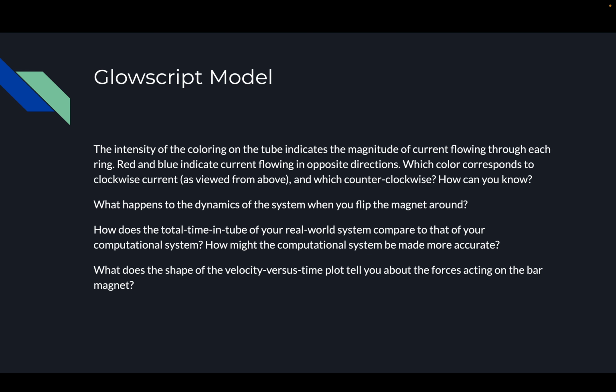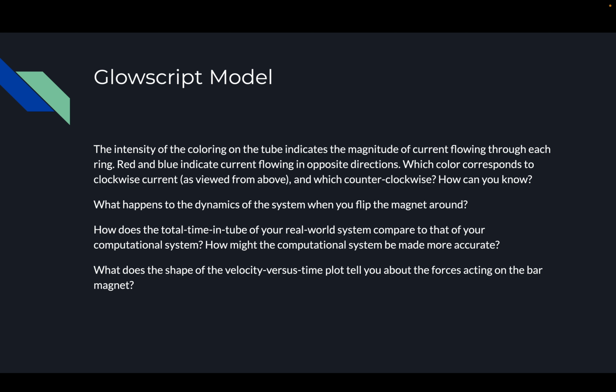For the questions related to the GlowScript model, the intensity of the coloring on the tube indicates the magnitude of current flowing through each ring. Red and blue indicate current flowing in opposite directions. From above, the red current corresponds to counterclockwise, and the blue current corresponds to clockwise. And I can know this using Lenz's law.